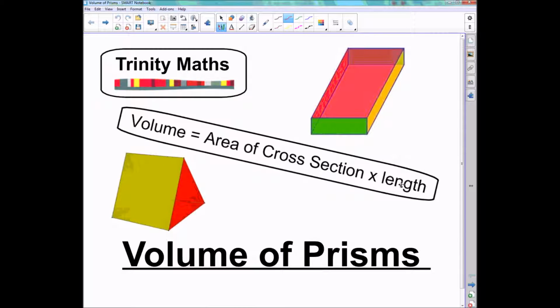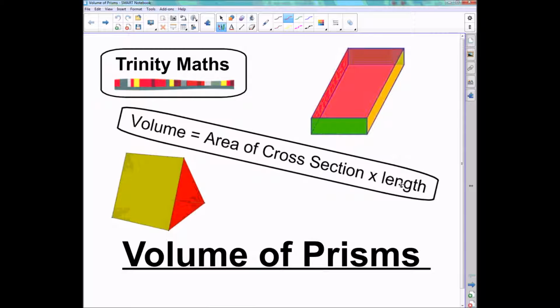This video is going to be on how to calculate the volume of different prisms. Before we start, there is a formula that is given to you in the formula section of your GCSE paper, but it is also very good for you to actually know this anyway, and that is that the volume of a prism equals the area of the cross-section times the length.